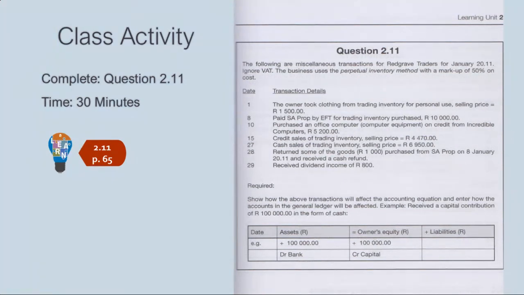Okay, if I buy something on EFT, how did I pay for it? Okay, guys, how would you account for this entry in our accounting equation?